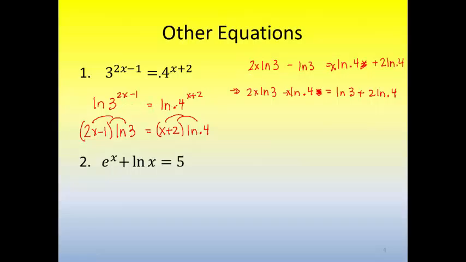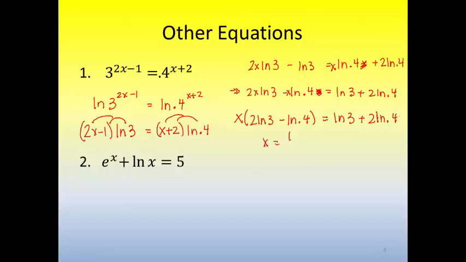Take the natural log of both sides. Use the exponent property. Distribute. Put the terms with an x on one side and the terms without an x on the other side. Factor out your x. Now that I factored out my x, everything else is just some really, really ugly number.